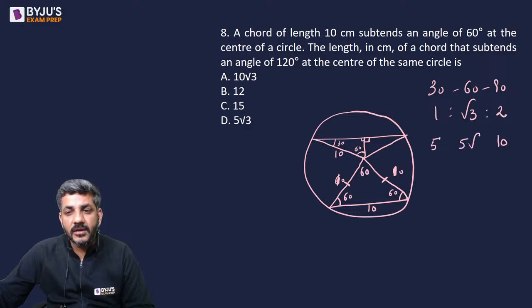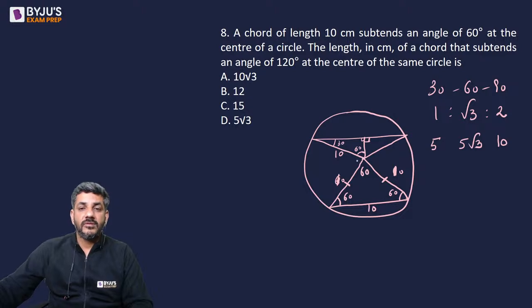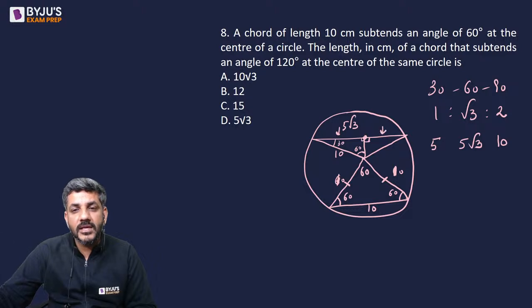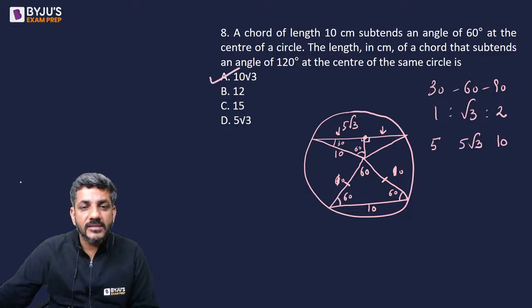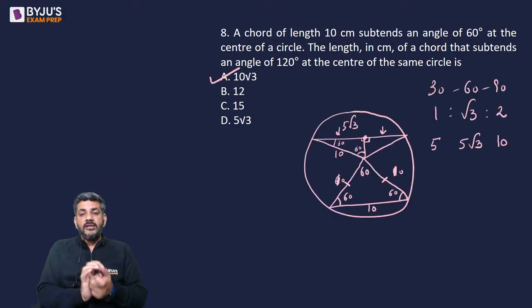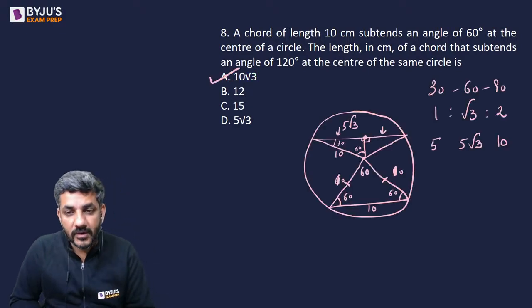And this side would be root 3 times of 5, that is 5 root 3. So this length will be equal to 5 root 3. So length of the chord would be double of that, क्योंकि ये भी 5 root 3 होगा. And my answer for this question is option A, that is 10 root 3, simply by using the formula.